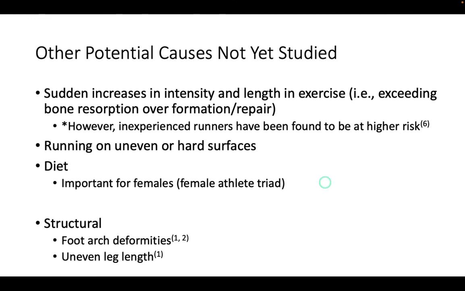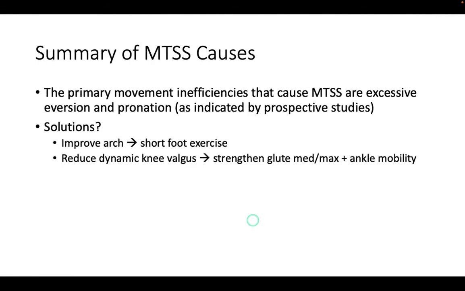And again, most of the research on MTSS is suggesting that this is an injury caused by stress to the bone, being the tibia. And then lastly here, some structural factors, so foot arch deformities and uneven leg lengths, which could potentially affect the loading of the tibia. So just a summary of the MTSS causes. The primary movement inefficiencies that cause MTSS are excessive eversion and pronation.